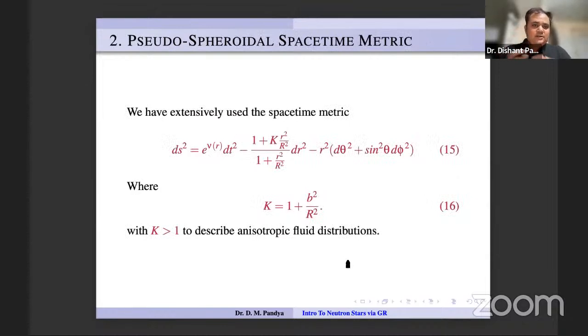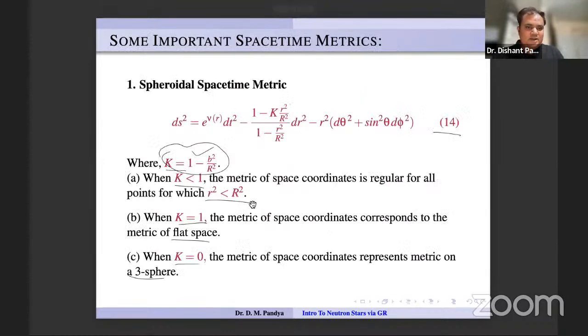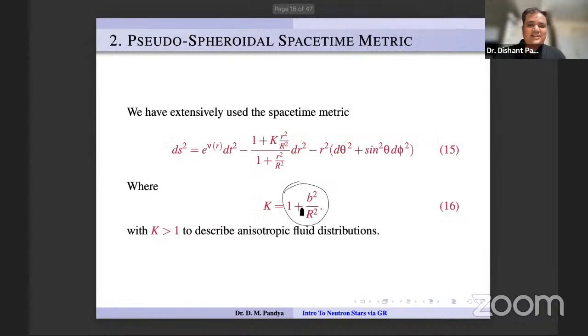Another type of metric is called the pseudo-spheroidal space-time metric, and this metric is extensively studied by Thomas and Tikekar from 1991 onwards. This metric basically has this relationship 1 plus b square over r square. So the previous part was related to 1 minus b square over r square, but when you consider this plus part, it is nothing but a pseudo-spheroidal space-time. Here, k greater than 1 basically describes anisotropic fluid distributions.